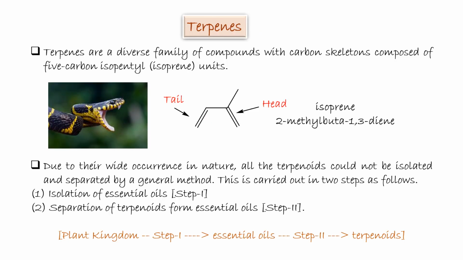Terpenes are a diverse family of compounds with a carbon skeleton composed of 5-carbon isoprene units. An isoprene unit is 2-methyl-butane-1,3-diene. Here we have something like a snake, that's the head, and here is the tail. Okay? And we compare that to the snake head and tail.